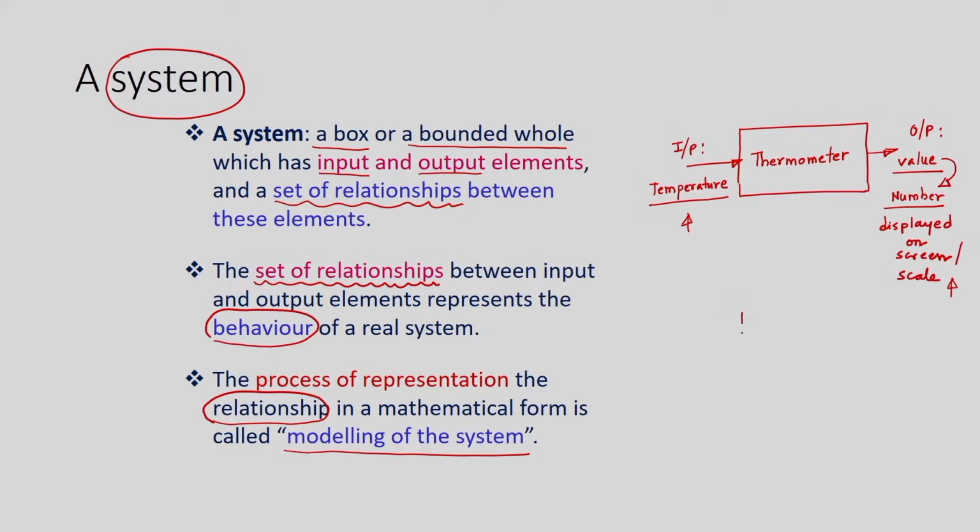Second example, you can have a motor. For a motor, the input is electrical power and the output is rotation. Again, there is a relationship. The shaft of the motor will rotate at a higher speed when more electrical power is applied. So the motor or a thermometer can be called systems which have certain inputs and certain outputs.